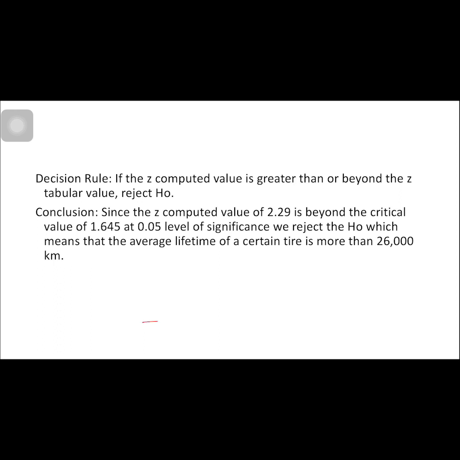To illustrate that, we have here our normal curve. Our tabular value is 1.645, so it's here. For the computed value, it's here. Again, this is our rejection region.